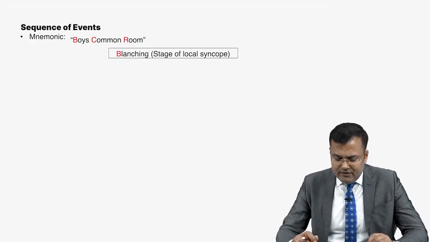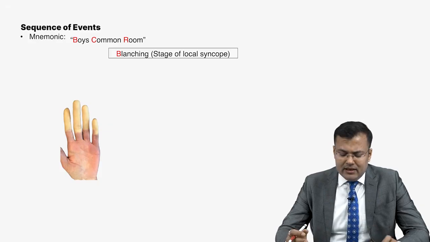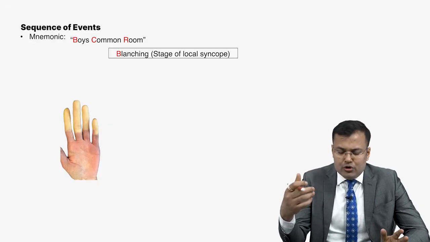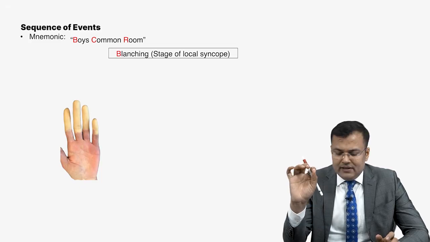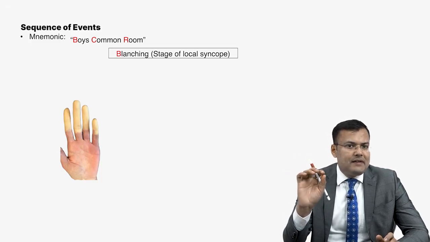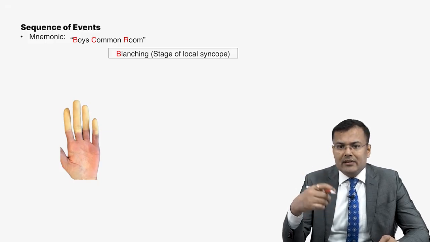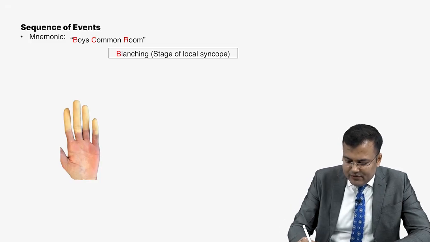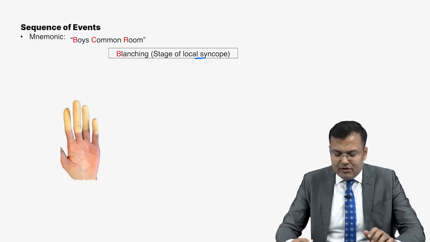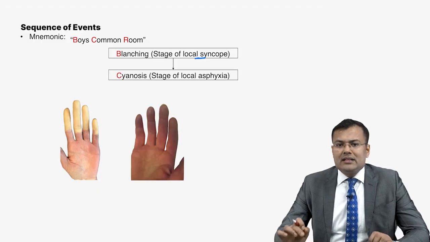So see the sequence of events. There is blanching. Why does blanching occur? Because whenever there is exposure to cold, there will be spasm of these digital arterioles. And if there is spasm of digital arterioles, there is blanching. Blanching is the stage of local syncope. After that, there is cyanosis. This is the stage of local asphyxia.